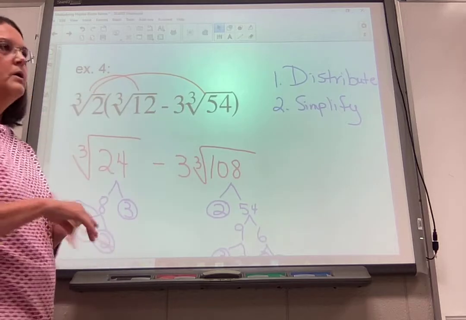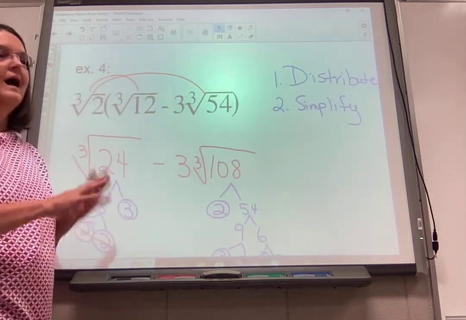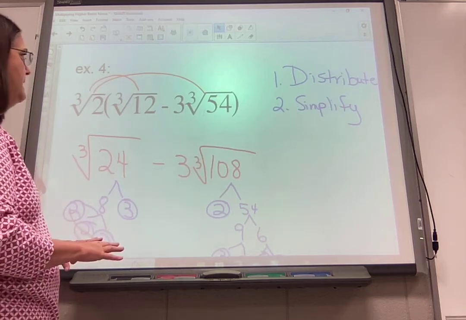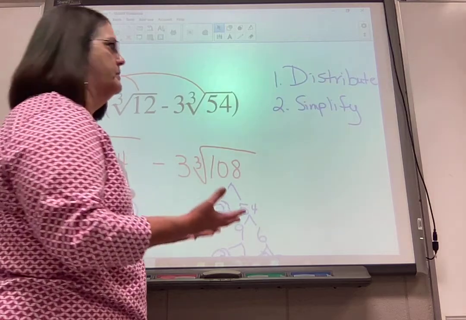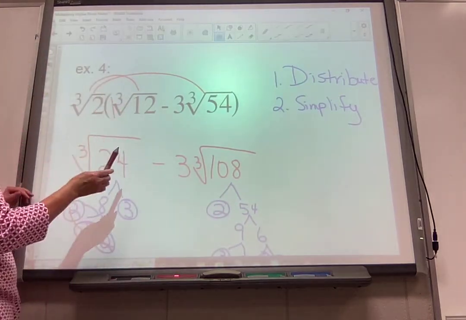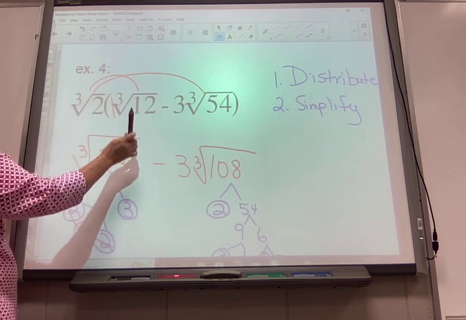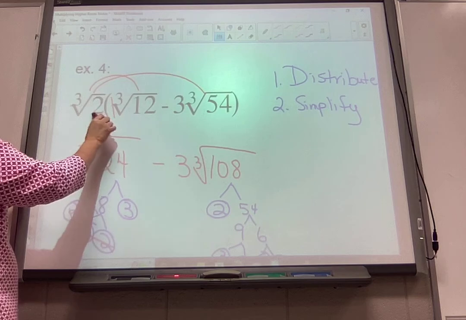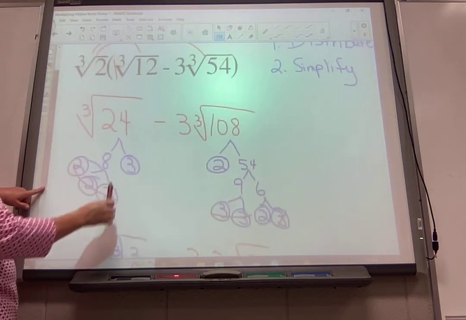So remember what I taught you earlier when multiplying radicals. You multiply outside numbers with outside, meaning numbers that are not underneath the radical, and inside numbers with inside. So there is an understood 1 here. So, and I'm going to distribute. I'm going to do the cube root of 2 times the cube root of 12. And so 2 times 12 is 24, and then we do the factoring tree again.